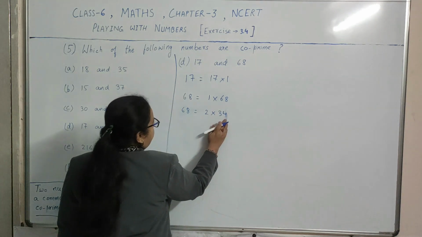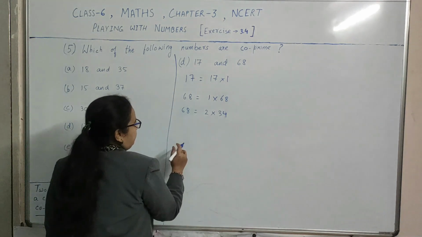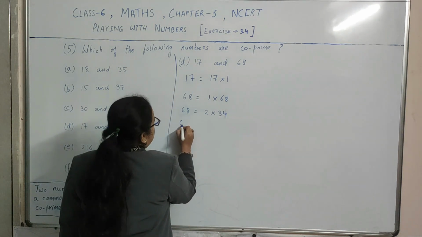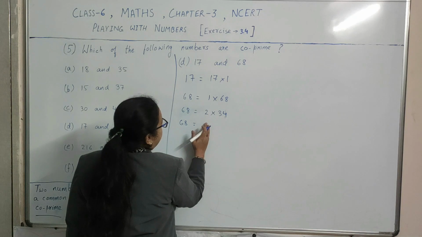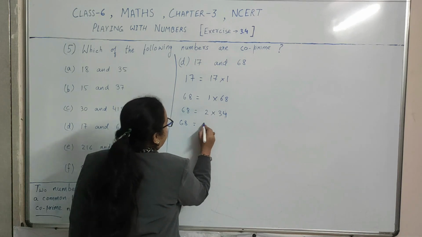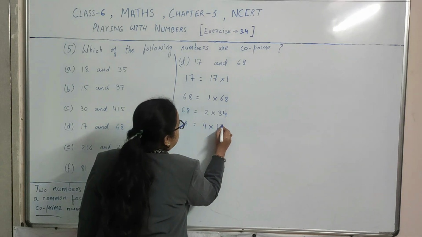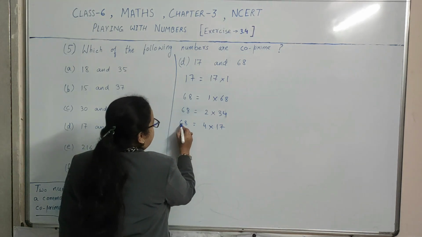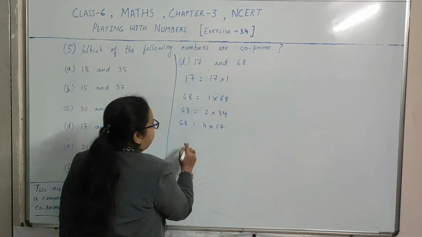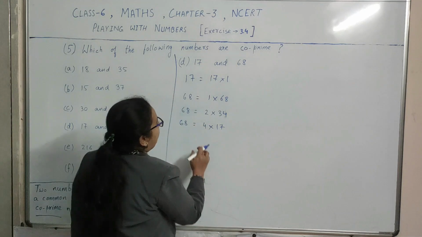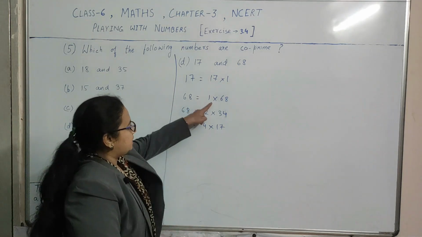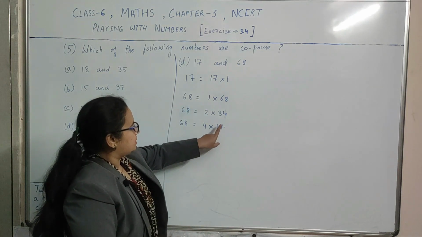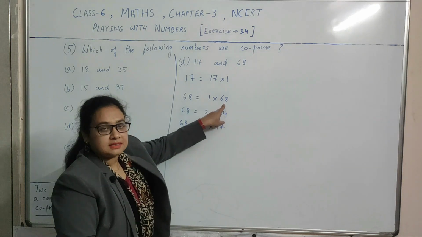It means 2 and 34 are also the factors of 68. Okay, now 4 multiplied by 17 is also equal to 68. So what are the factors of 68? The factors of 68 are 1, 2, 4, 17, 34 and 68.